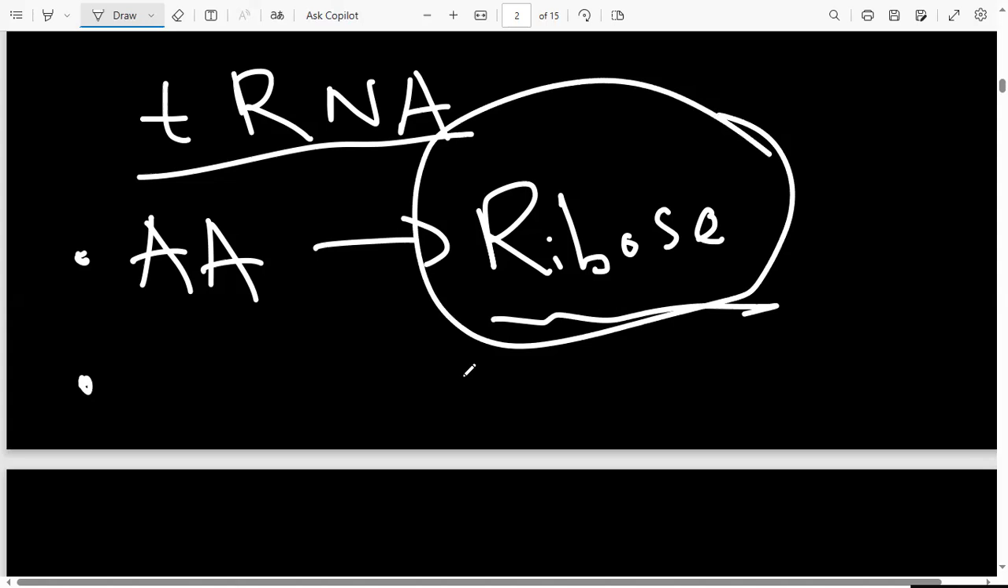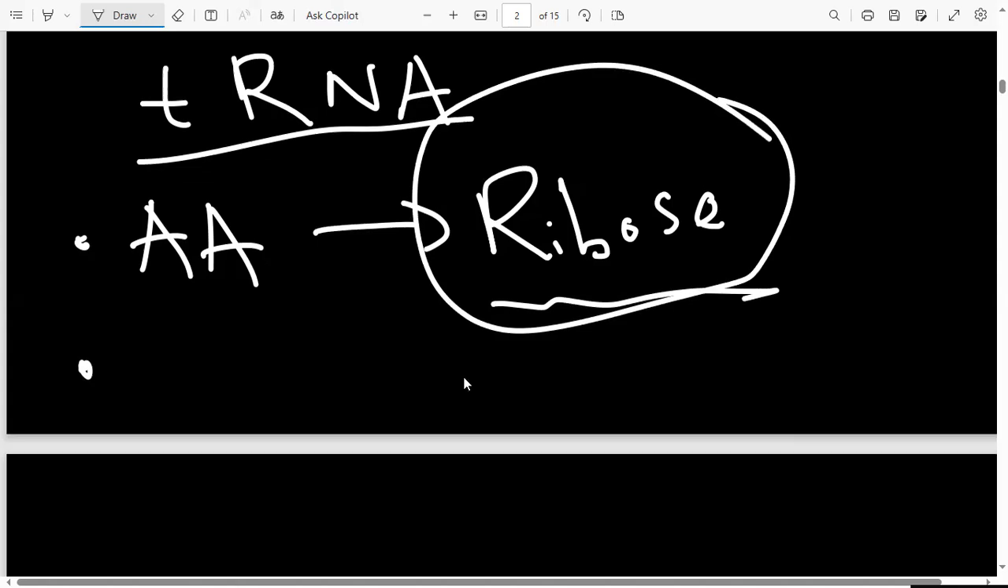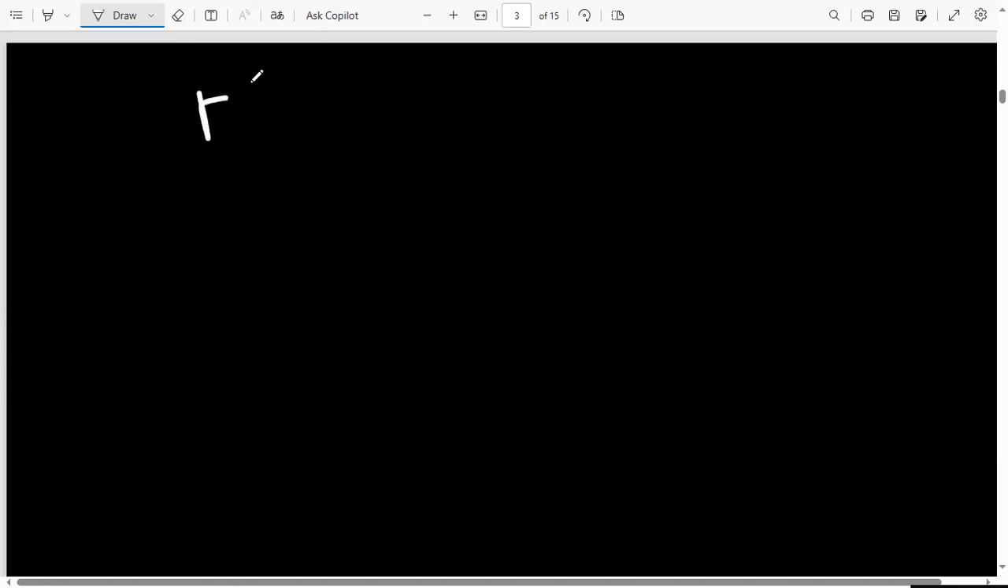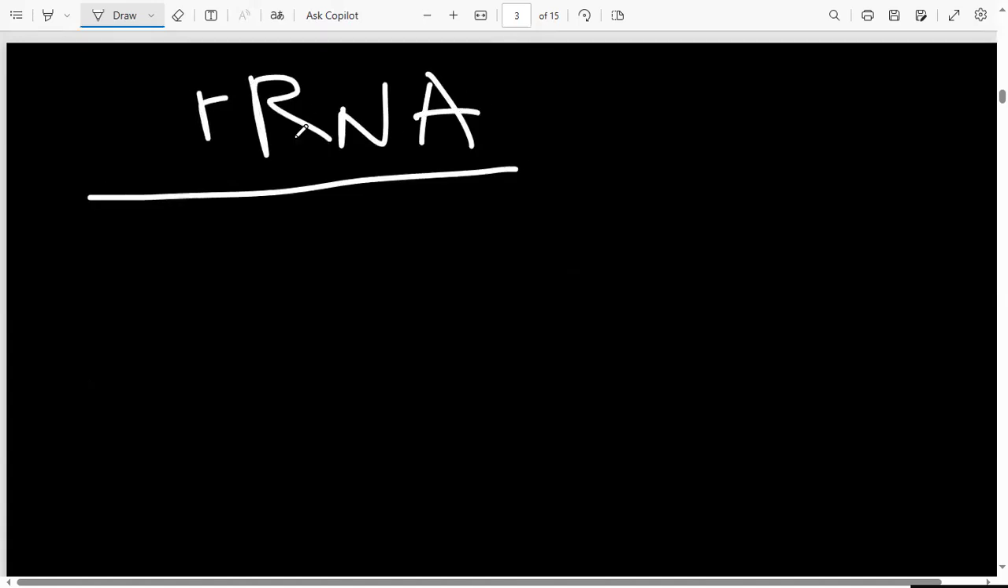And then another important type of RNA that we can talk about is rRNA. In full, this is the ribosomal RNA. We can describe this ribosomal RNA as the RNA that forms part of the ribosome. It forms part of the structure of the ribosome. No wonder it's called ribosomal.